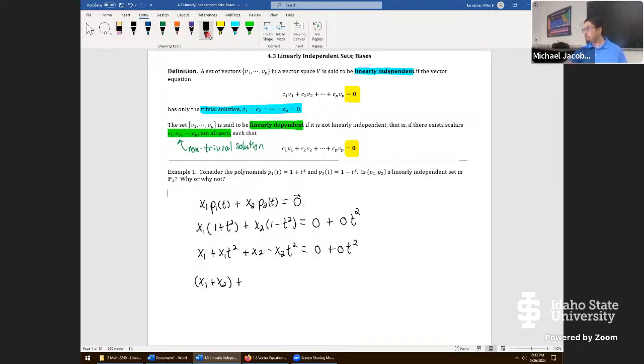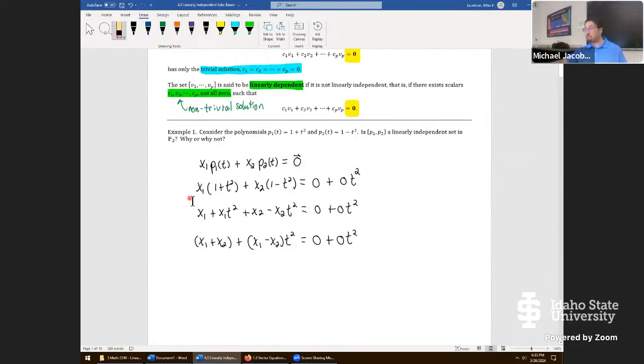Next, for the 0 t squared portion, we'll go here and here and just factor out t squared. I'll factor it out to the right to kind of match this format over here. This will give us plus, from here, a x1, from here, minus x2, t squared. Now equated with 0 plus 0, t squared.